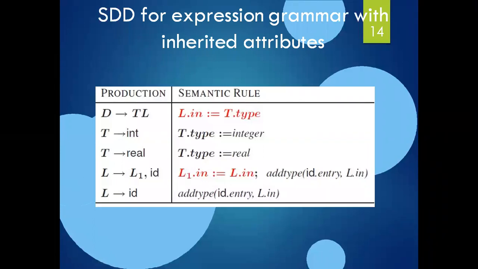Writing of the functions is the same, but when using a function like add type or enter type, the type of identifiers, see here, id.entry, comma, L.in. What it means is the type of identifiers id1, id2, id3 is inserted in the symbol table at the corresponding id.entry. At the corresponding id.entry, what it means is T.type is assigned to L.in, right? Whatever type we are assigning here is associated with L.in. And here I'm using that in the function addtype(id.entry, L.in).